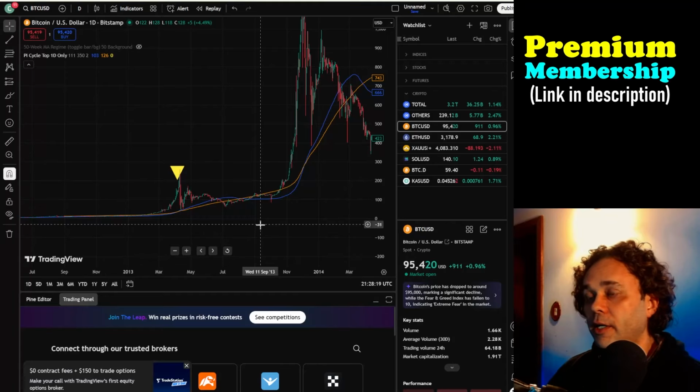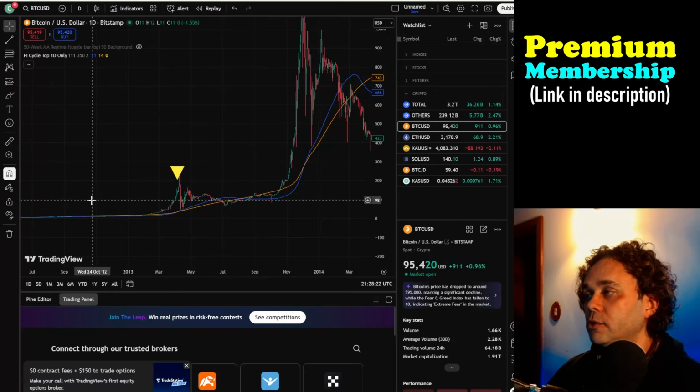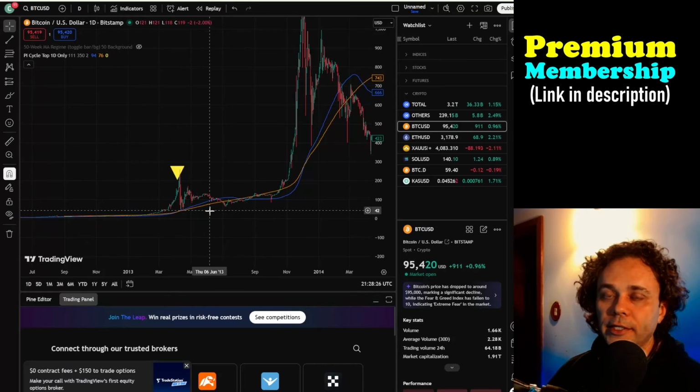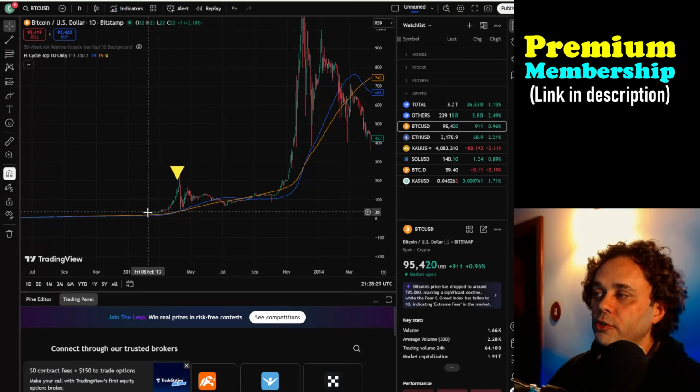And so I want to talk about that, and I want to talk about how it resembles something else that I'm noticing, and how this particular indicator behaved in a certain way last cycle and something I'm noticing right now.